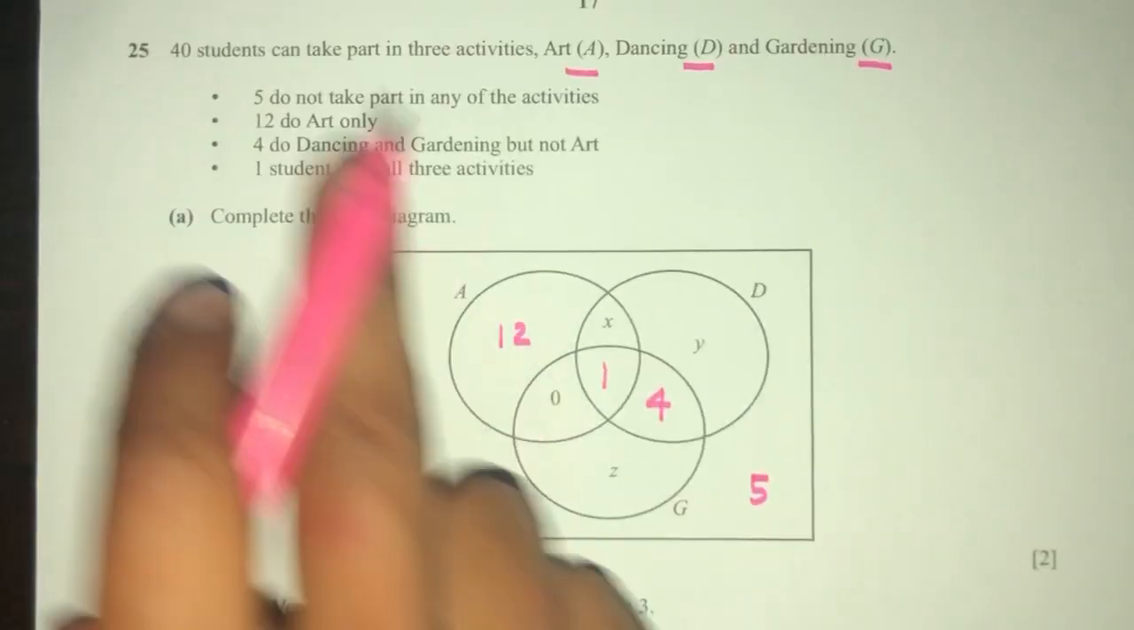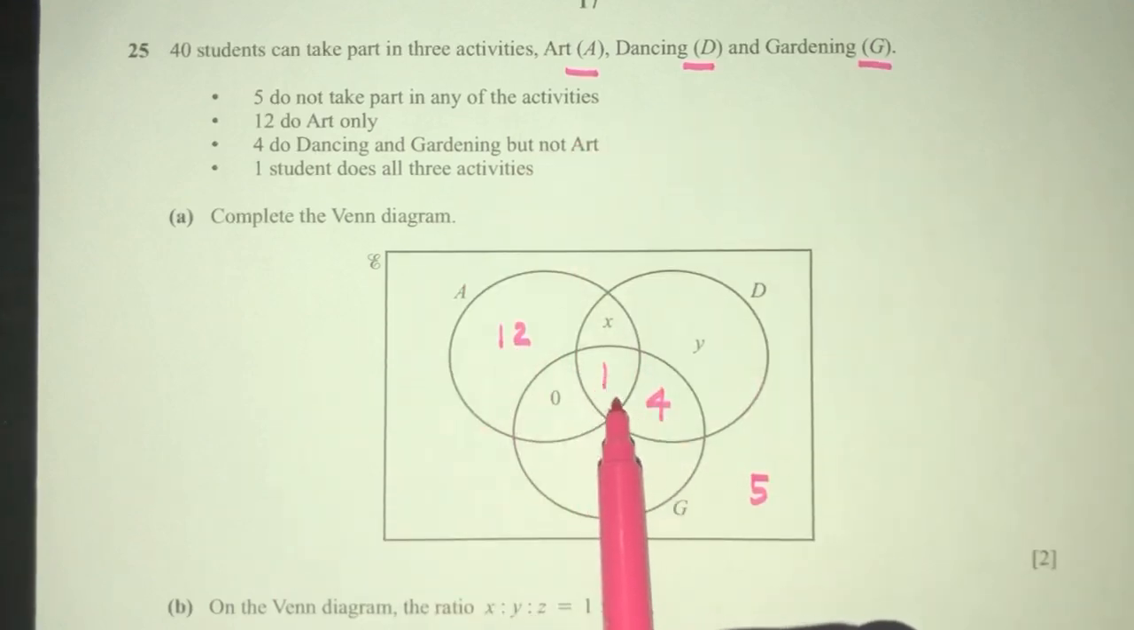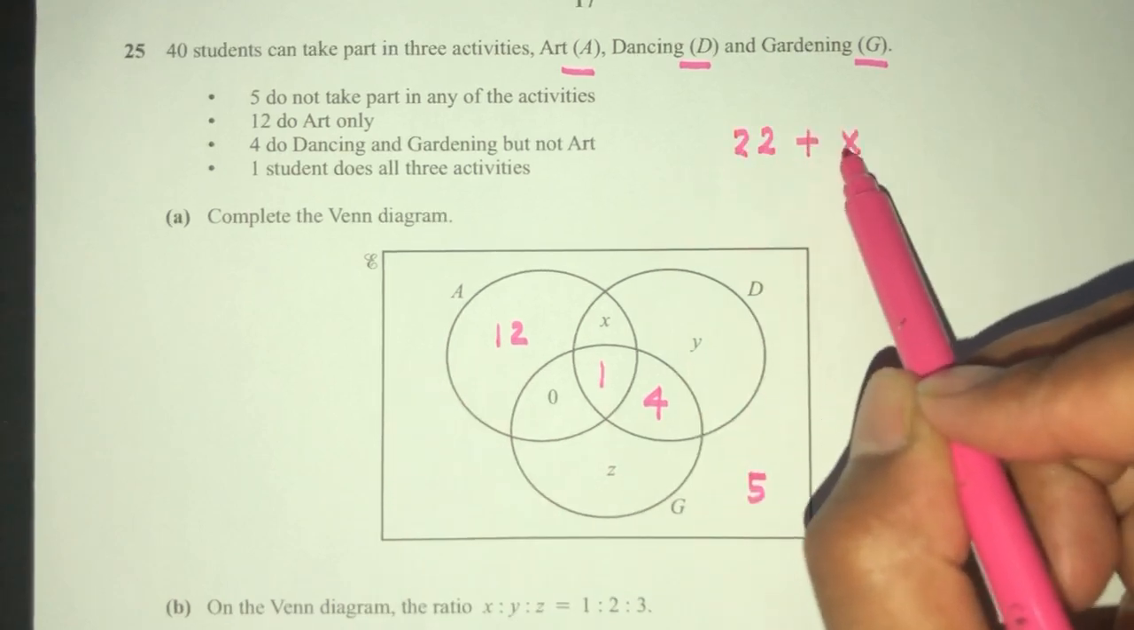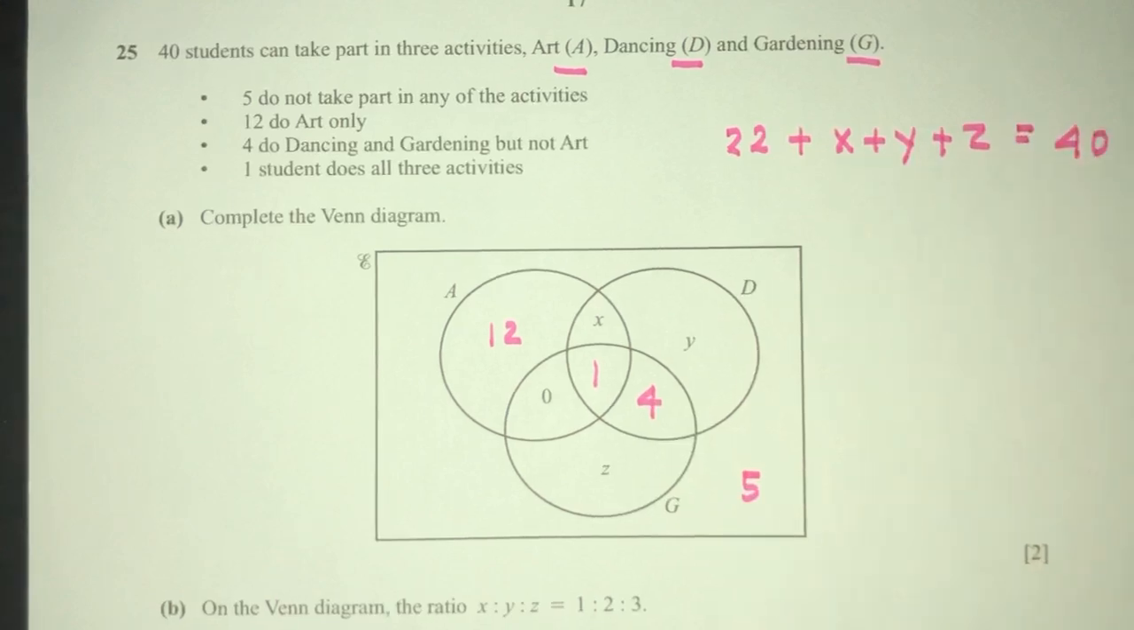Now, how do you find 40 people? We have to add everything. For example, 12 plus 1 plus 4. So 1 plus 4 is 5. 5 plus 5 is 10. 10 plus 12 is 22. 22 plus x plus y plus z has to give you the value of 40. So this is one thing we know for now.